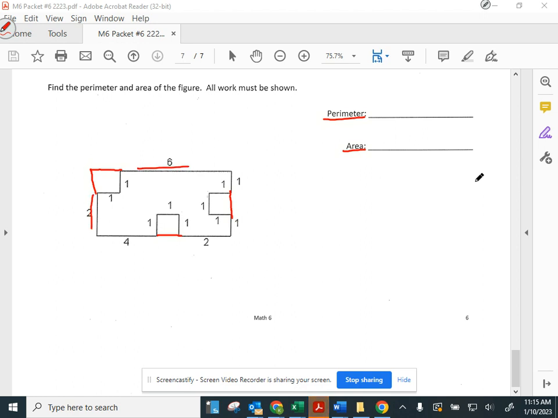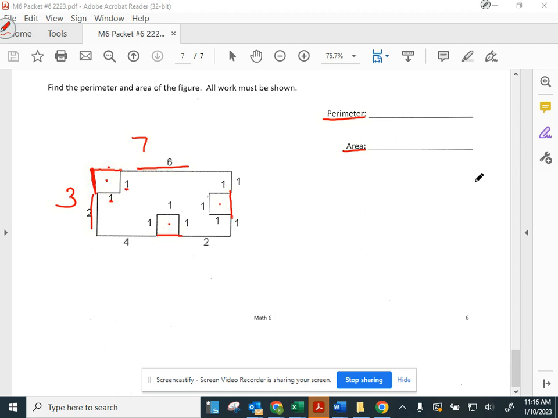So it's not 6 because I have to add this one onto it. So it would be 7. And this side isn't just 2 because I have to add this one onto it. So it would be 3. So 7 times 3 is the full rectangle. And then I have to subtract out those 3 squares. So find the area of those 3 squares. It's pretty easy. Side times side, right?